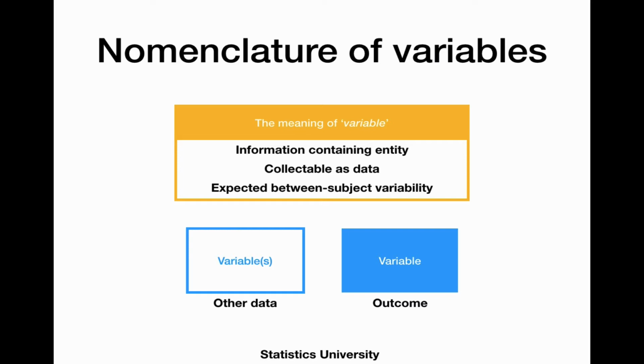So let's start with looking at variables. In medical research, we often talk about variables. What does it actually mean? Well, a variable is an information containing entity, and it should be collectible as data. And moreover, we should expect certain between subject variability.